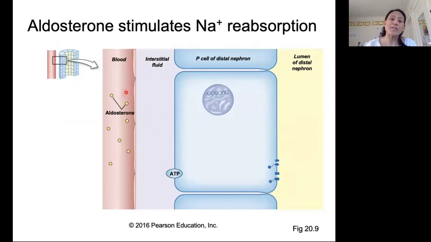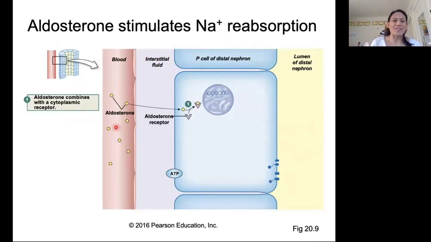If we want to reabsorb sodium, that sodium is going to start over here. We're going to need to cross this membrane and then this membrane to get it back into the bloodstream. Now we're ready to look at the action of aldosterone. As you were able to predict based on the fact that aldosterone is a steroid hormone, it is going to bind to an intracellular receptor.